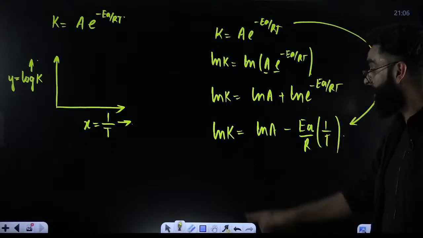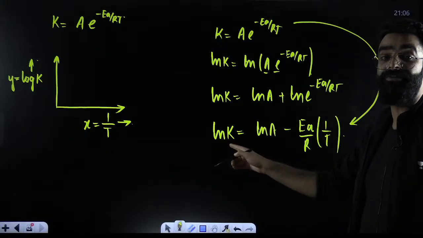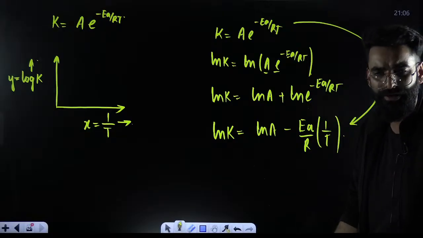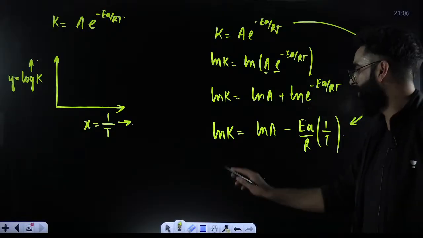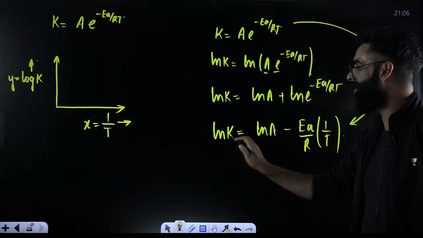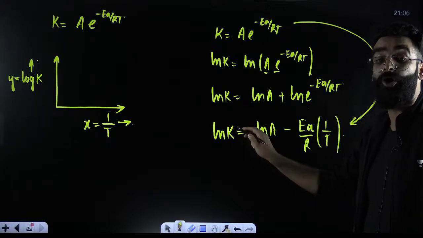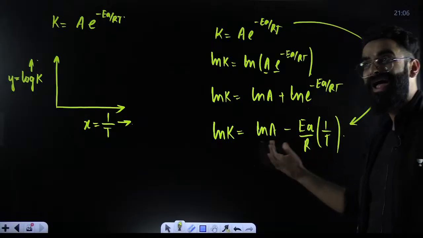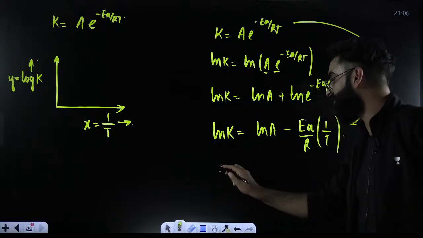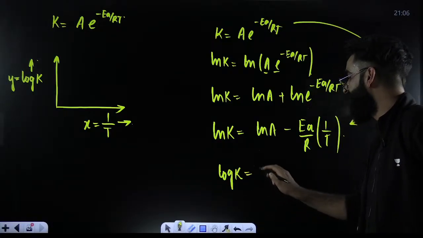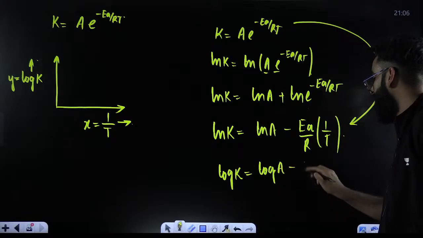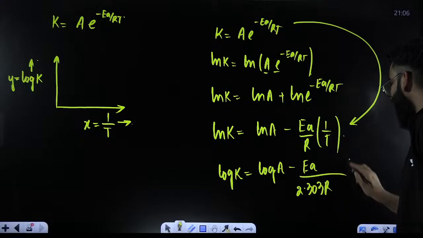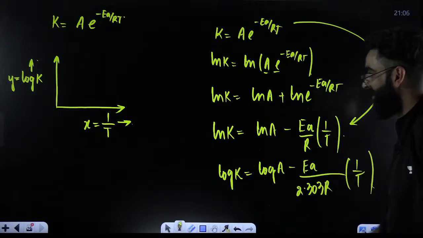Now you should know ln is nothing but 2.303 log. So instead of ln k, I'll be writing 2.303 log k. Instead of ln A, I'll be writing 2.303 log A. And later on, if I divide throughout by 2.303, this becomes log of k is equal to log of A minus Ea divided by 2.303 R, and this is 1 upon T. Now tell me the graph.